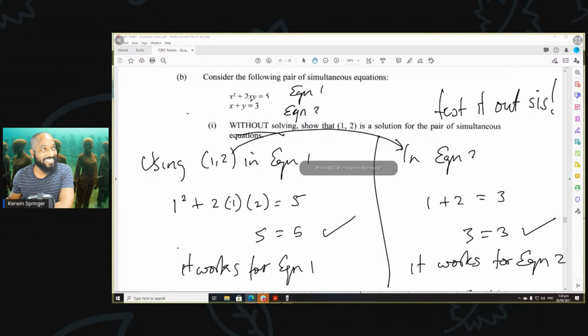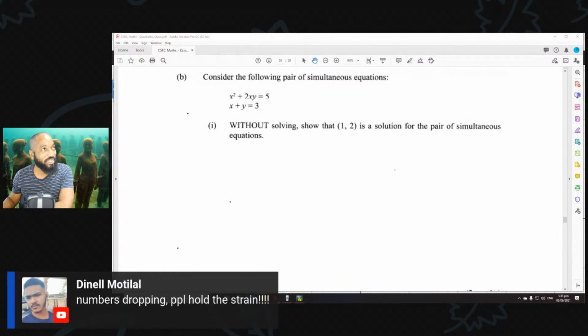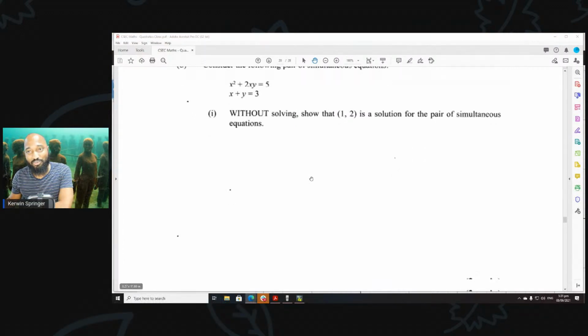As they say, the numbers are dropping. We are on 212 right now. Earlier we were over 200, but once we're over 100, we go in.